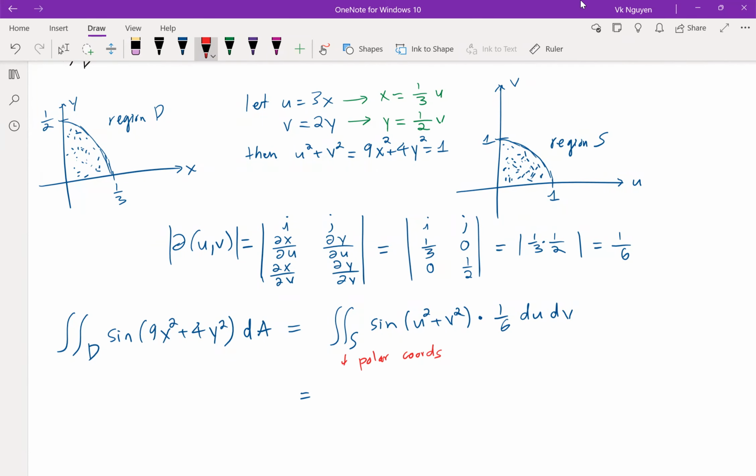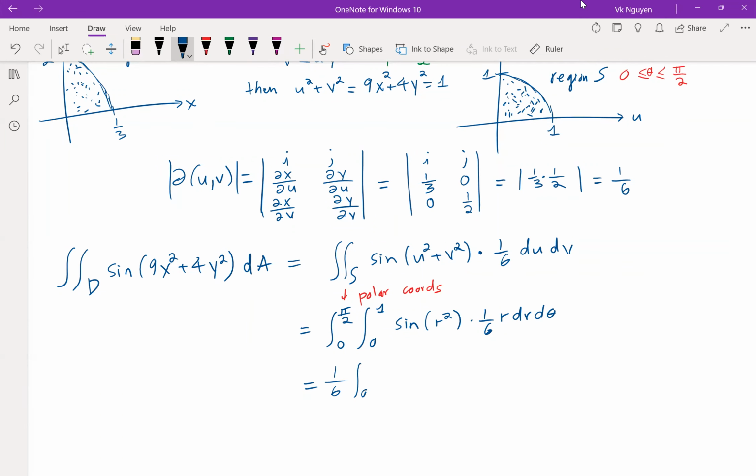Okay. Now, does it look good? The region S there, du dv is equal to r dr d theta. And then the radius r is going to be between, the angle theta is going to be between, manageable. Sine of r squared times 1 over 6, r dr d theta. The integral is 0 to pi over 2 d theta, integral 0 to 1 of r sine r squared dr.